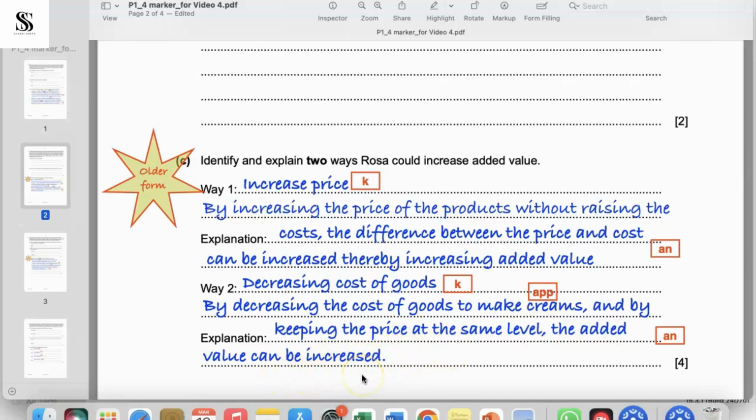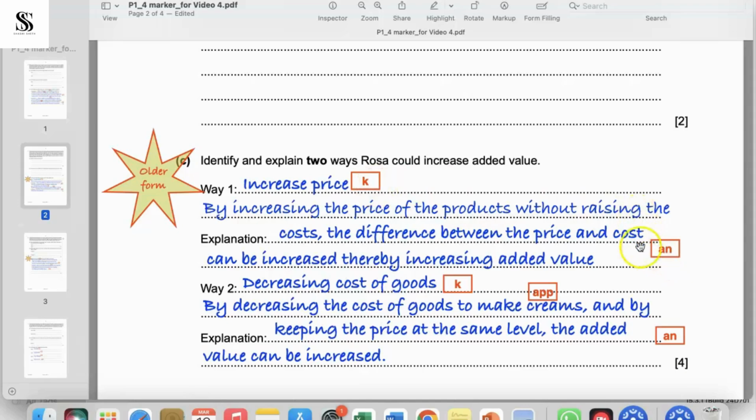Now, note, the second point has the knowledge component, has an application, and of course the explanation with the end impact, that's the analysis. So this would get 1 and 1 with these application and analysis together, you would get 2 marks here. But the first one would earn marks for knowledge.